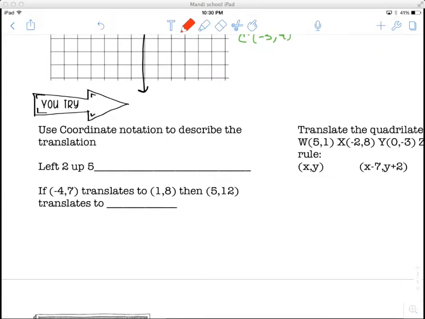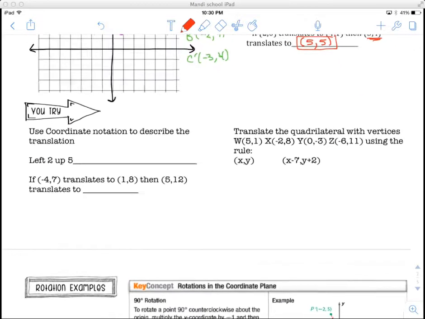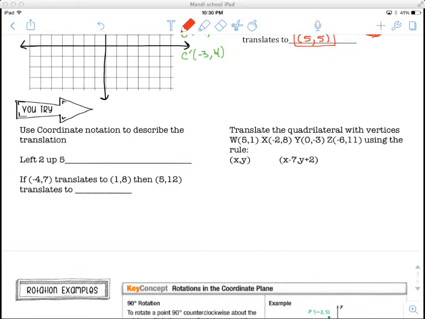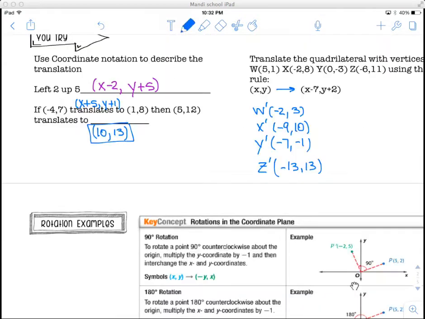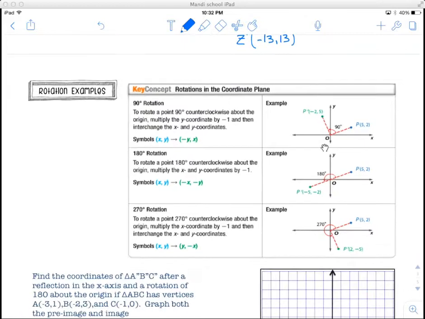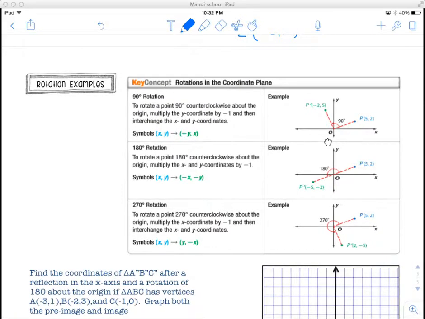Okay, so once again, I want you to pause the video and I want you to try these. And then when you are ready, come back and check your answers. Okay, so if you've checked your answers and you have those right, then go ahead and move on to our rotation examples. Now, rotation examples, you are going to want to memorize the coordinate notation for this because that's going to be the easiest way to remember how to do these. And the more you do, the more it starts to kind of make sense on how this works.